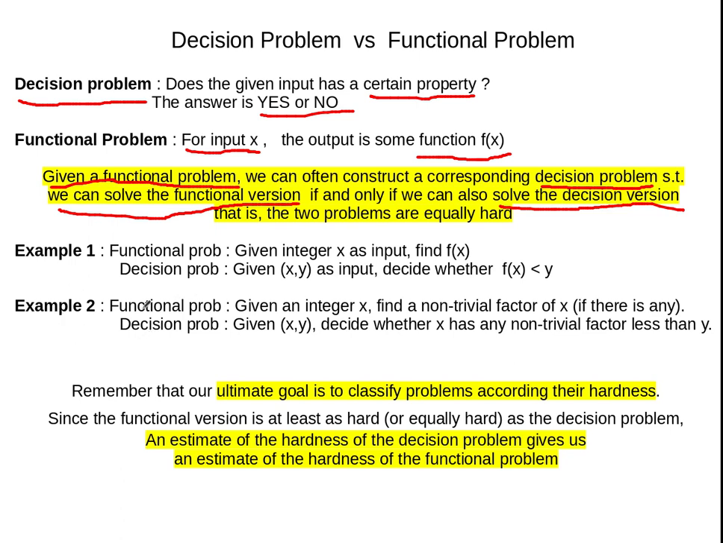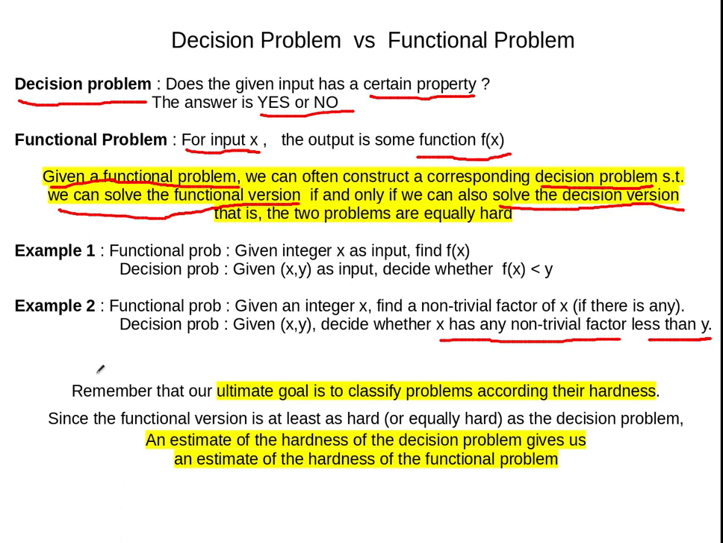Another example, to make it more concrete: given an integer x, find a non-trivial factor of x, if there is any. Non-trivial factor means excluding the factor 1 and x itself. So a corresponding decision problem will be: given x and y, decide whether x has any non-trivial factor less than y.